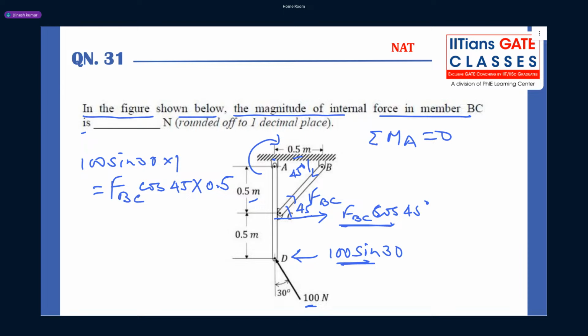So guys, if you solve this, how much does FBC come? It will come as 141.4 Newton. Clear guys? Anyone have any doubt? This is the simplest way to solve this question. You can see the horizontal component of this force will not create any moment about this point. Same way, the horizontal component of FBC will also not give any moment about A.